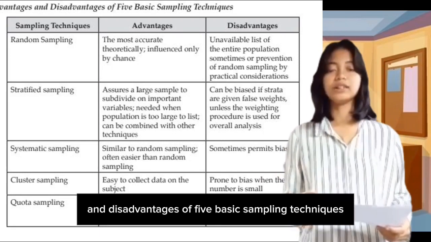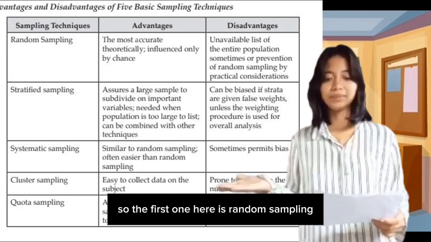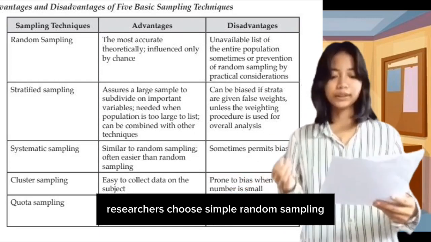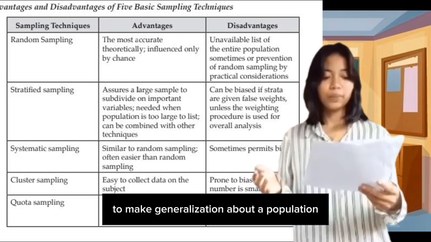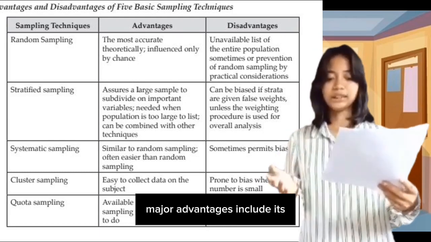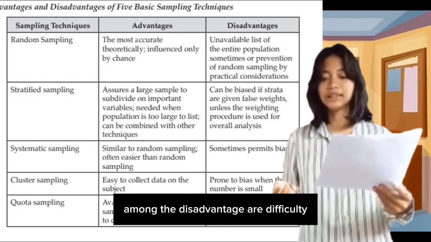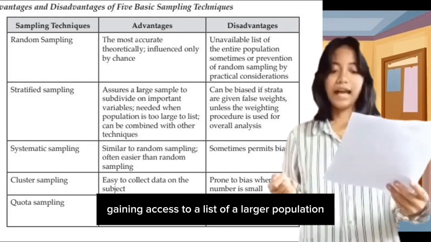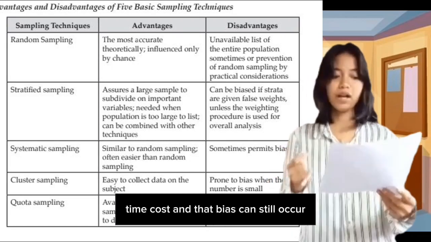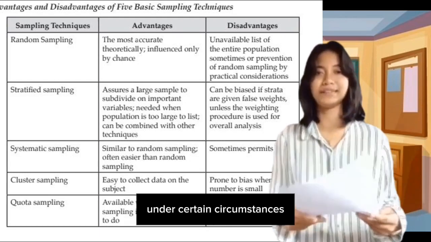Advantages and disadvantages of 5 basic sampling techniques. So the first one here is random sampling. The advantage here is researchers choose simple random sampling to make generalizations about a population. Major advantages include its simplicity and lack of bias. Among the disadvantages are difficulty gaining access to a list of a larger population, time, cost, and that bias can still occur under certain circumstances.